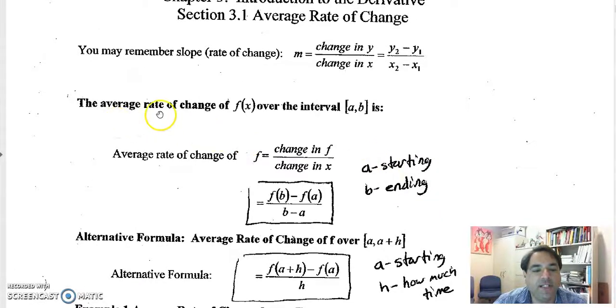So let's say we're trying to find the average rate of change for a function over the interval from a to b. A is where it's starting, b is where it's ending. So instead of saying x1 and y1, we can say a and f of a. So input a, output of a. And then instead of saying x2 and y2, we can say b and output of b. So a is your starting, b is your ending. So it's really the same formula, just using different notation.